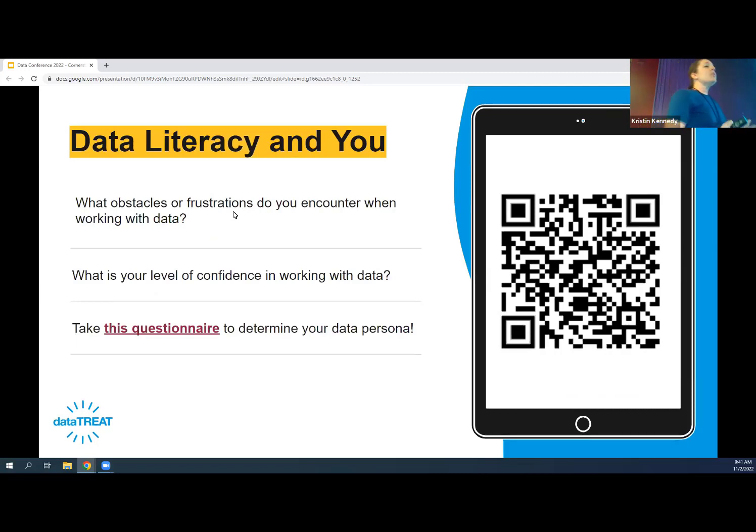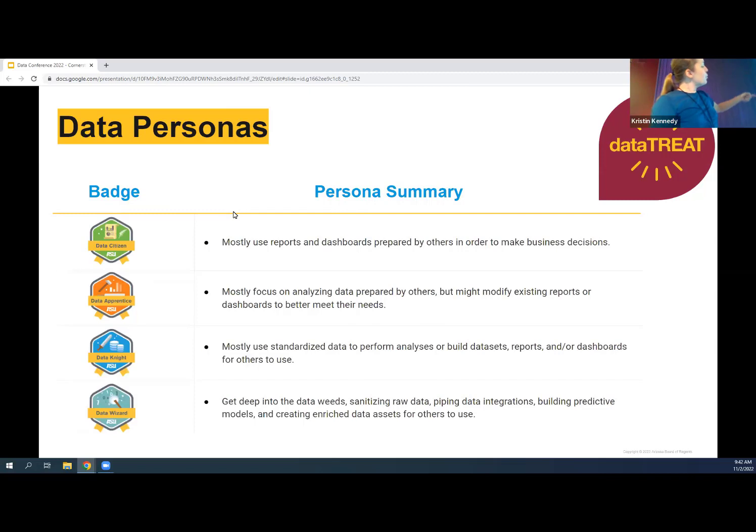So consider your own obstacles and frustrations. Once again, you could do the QR code if you wanted to, but consider your own obstacles and frustrations. ET, which was once UTO, has this really nice questionnaire that helps you figure out what your data citizen level is at. So what your data persona is. Are you starting out, or are you top of your class? And these are the different personas that they have up there. And you can take that quiz. I will send out this slide set so y'all can find that questionnaire if y'all would like to take it.